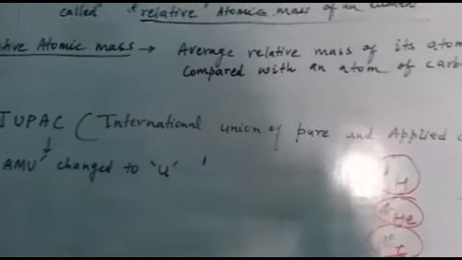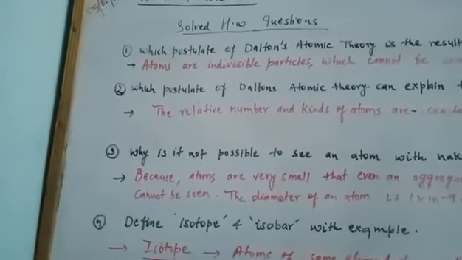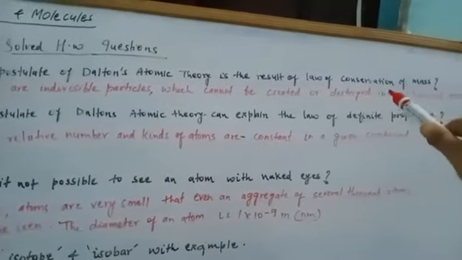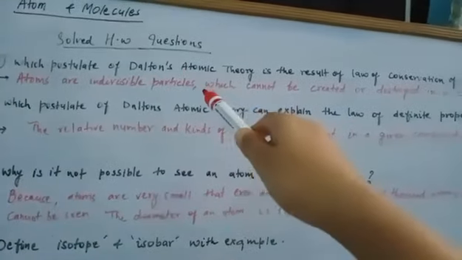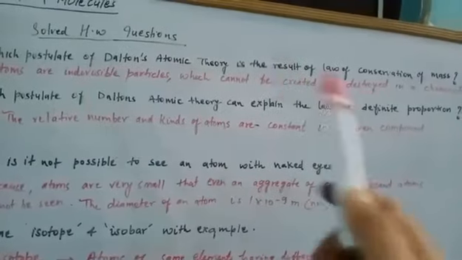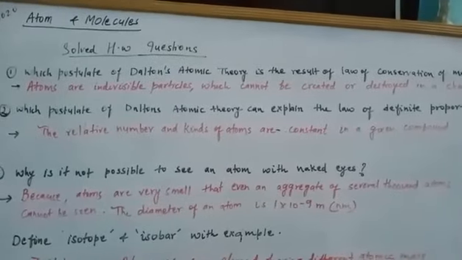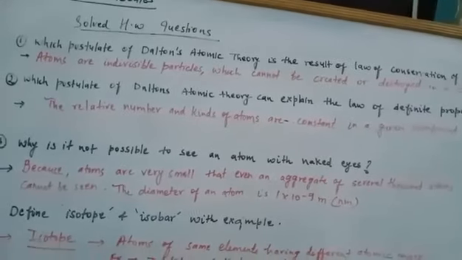Okay, thank you. We discussed the solved questions of the last class homework given to you. First question was, which postulate of Dalton's atomic theory is the result of the law of conservation of mass? Atoms are indivisible particles which cannot be created or destroyed in a chemical reaction. This postulate was the result of the law of conservation of mass.